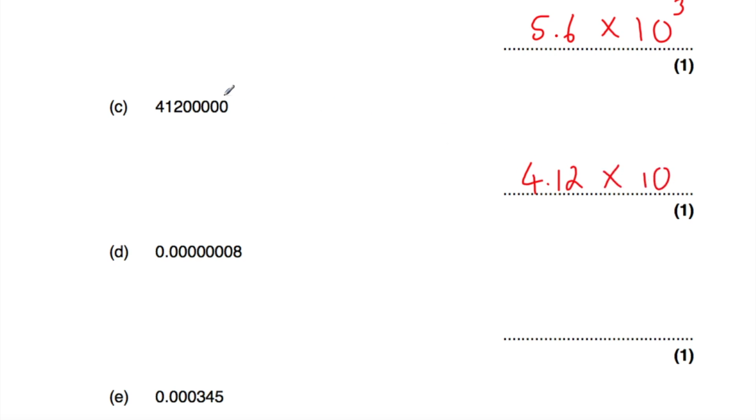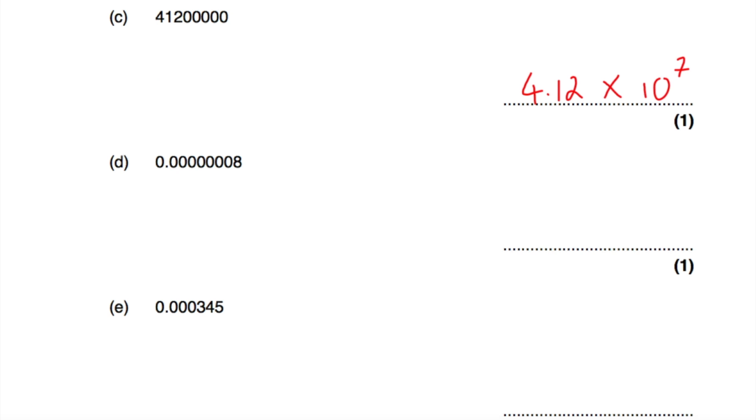Now if the 4 was in the units column, we would need to move it 1, 2, 3, 4, 5, 6, 7 columns to the left. So it'll be times 10 to the power of 7. And let's just check that. 10 to the power of 7 would be 10 million, and 4.12 times 10 million would be 41,200,000. So that's it, that's right.